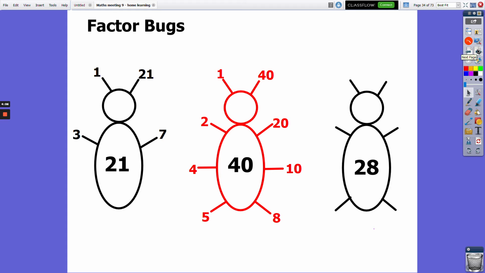28 now, remember, 28 is going to have 1 and 28 as factors. And what else? 2 and 14, 2 multiplied by 14 is 28. And 4 and 7, 4 multiplied by 7 is 28. Well done if you got all 3 bugs.